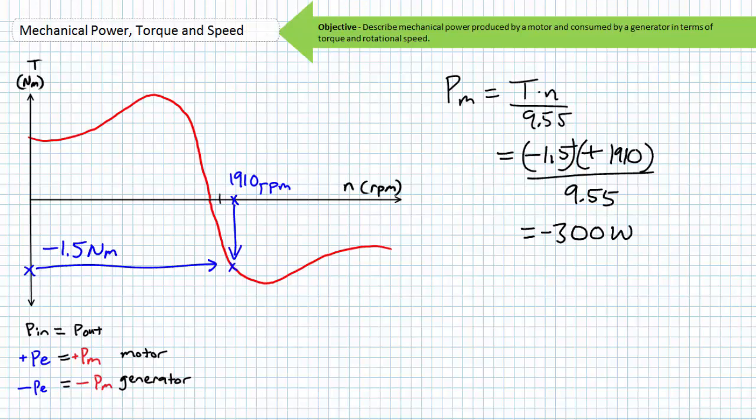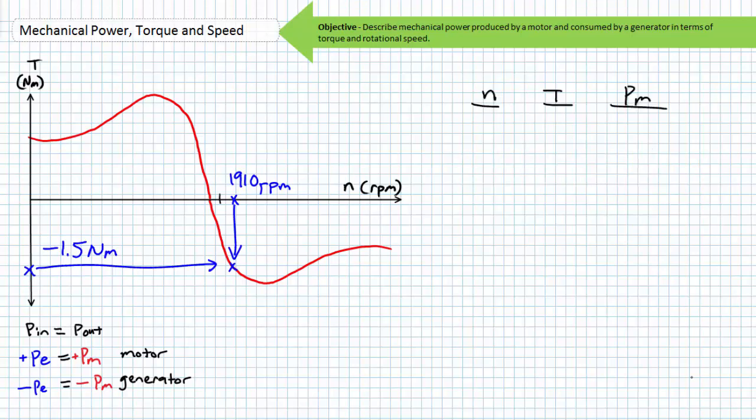watts, meaning that the shaft is resisting whatever outside source is attempting to spin it faster than the rotating magnetic field in the stator. If this device was truly 100% efficient and power in always equals power out, we could also say that this device is consuming negative 300 watts of real electrical power. This means it is exporting electrical power.